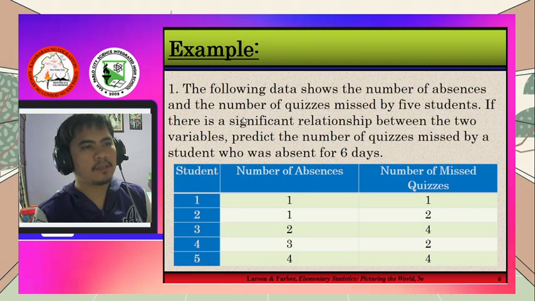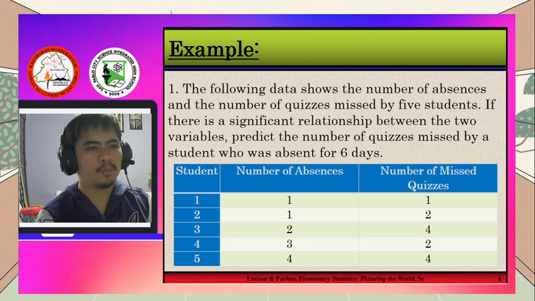Let us have this example. The following data shows the number of absences and the number of quizzes missed by 5 students. If there is a significant relationship between the two variables, predict the number of quizzes missed by a student who was absent for 6 days. For the number of absences, we have 1, 1, 2, 3, and 4. And for the number of missed quizzes, we have 1, 2, 4, 2, and 4.